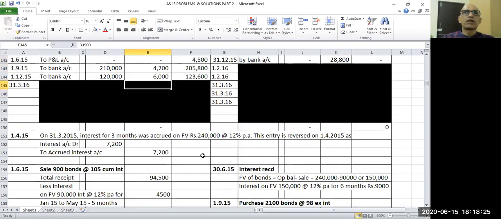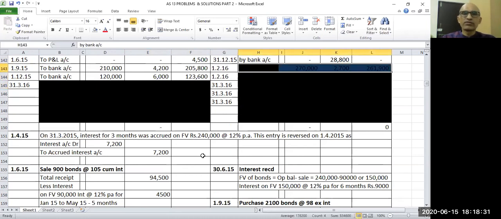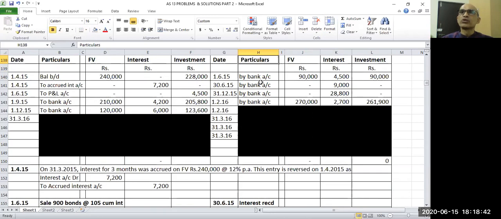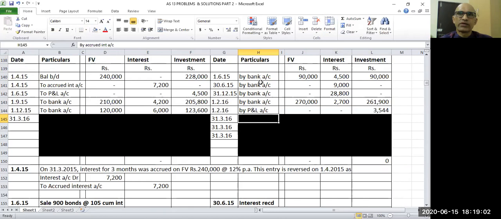Before 31st March 2016, on 1st Feb, we are recording the sale transaction. Bank account debit, to interest 2,700, to investment 2,61,900. Now on this transaction, we have suffered a loss. So that loss will be transferred to the profit and loss account by passing the entry profit and loss account debit to investment account 3,544. So we have passed two entries, one for sale.